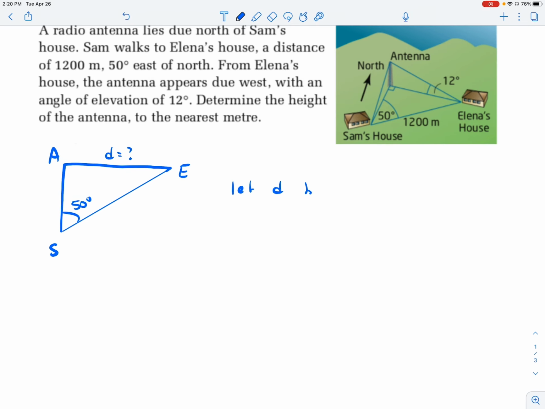We'll say let D be the distance from Elena's house to the antenna. I'll say the base of the antenna.